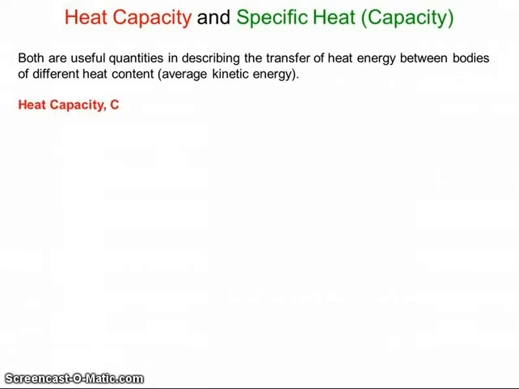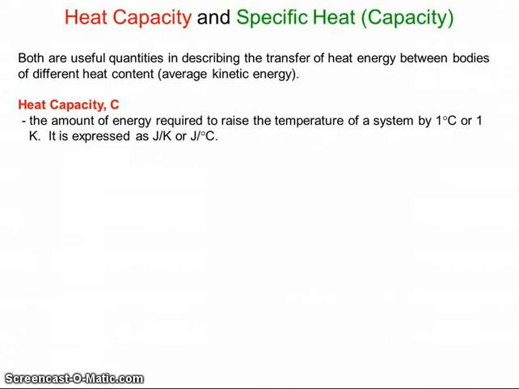The first we'll discuss is the heat capacity. It's symbolized with a capital C, and it is defined as the amount of energy required to raise the temperature of the system by 1 degree Celsius or 1 Kelvin, and it's just expressed as joule per Kelvin or joule per degree Celsius. What's important here about this is that the mass is immaterial. We do it for the whole system, and we use that system over and over and over again.